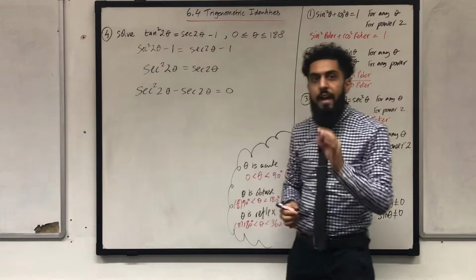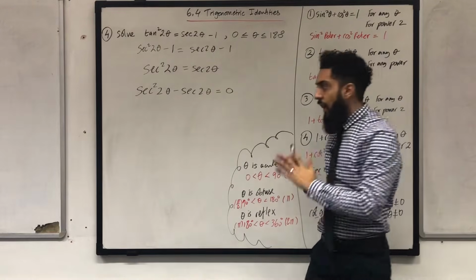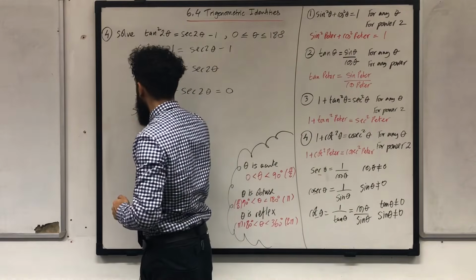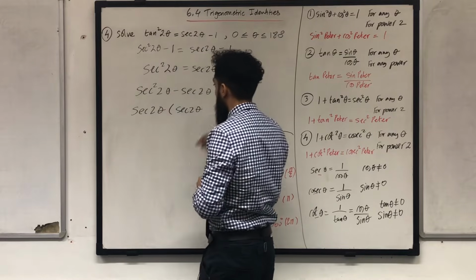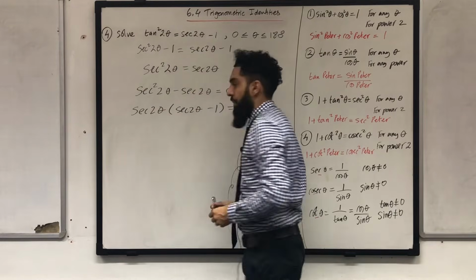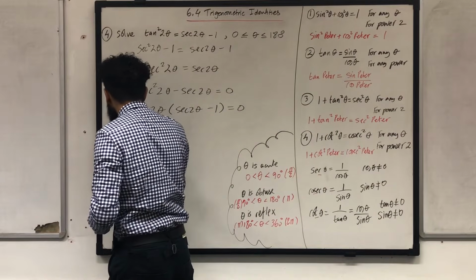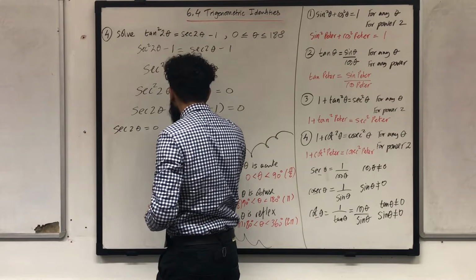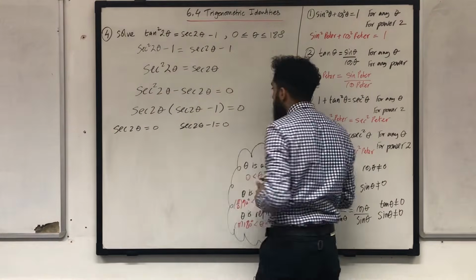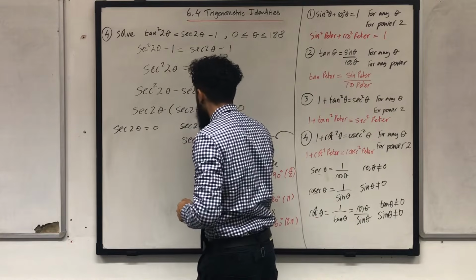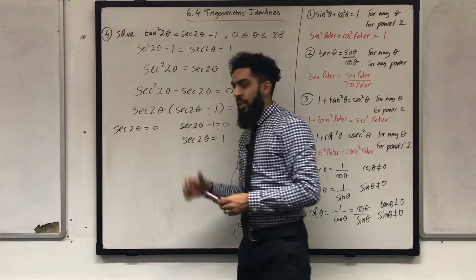I have a common factor between these two terms, and the common factor, ladies and gents, is sec 2 theta. I can take out sec 2 theta. In bracket, sec 2 theta minus 1 equal to 0. So, I obtain the following. Either sec 2 theta is equal to 0, or sec 2 theta minus 1 is equal to 0. Now, sec 2 theta minus 1 equal to 0 gives us the equation sec 2 theta equal 1. So, I need to solve this equation and this equation.